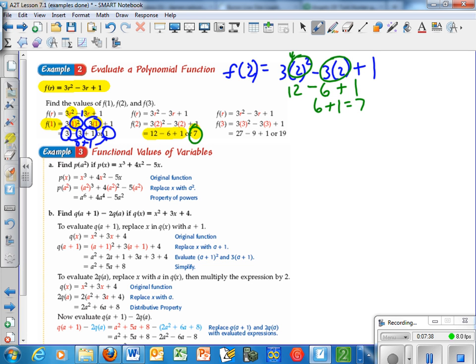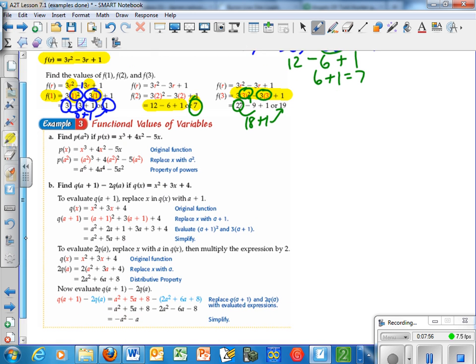f of 3, they did a similar thing. Notice when you get this, you have to do the 3 squared first, which is 9. 3 times 9 gave that 27. 3 times 3 here is 9, so it's minus 9 plus 1. 27 minus 9 is 18. 18 plus 1 gives the 19. So they're just plugging in the value.